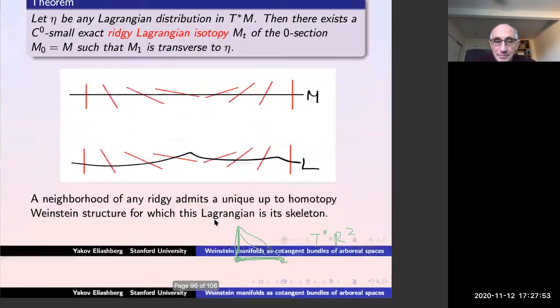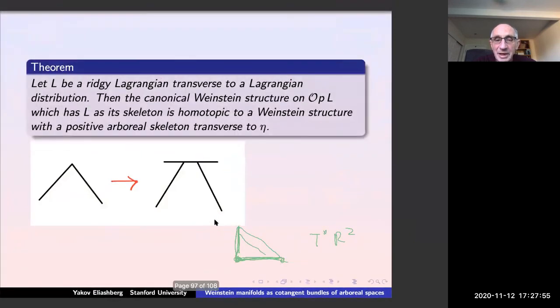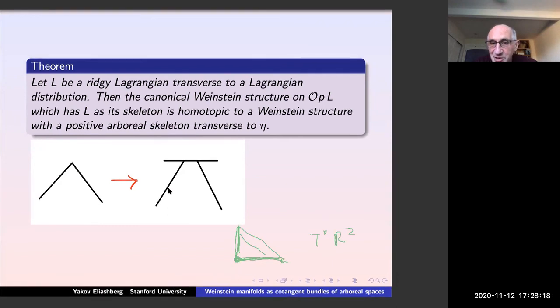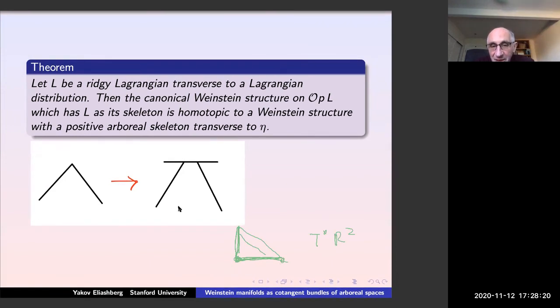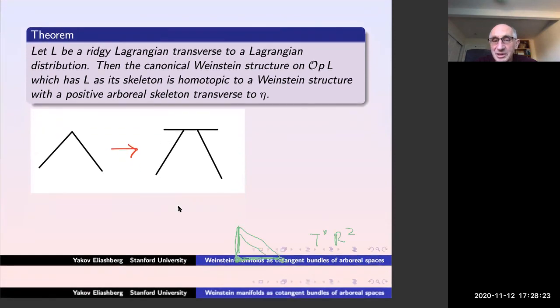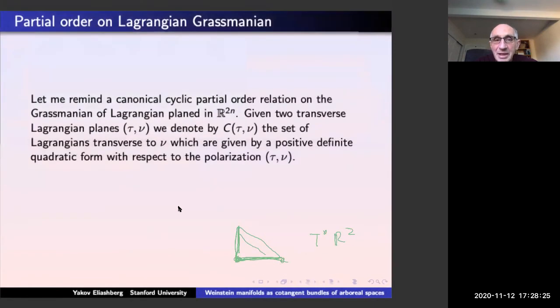And then the next thing: you can prove that these ridges can be arborealized. In fact, there exists a neighborhood of this ridge Lagrangian that can always be made into an arboreal Lagrangian, preserving transversality to this distribution. And then when you take a cone, it's arboreal. But then there exists one more problem.